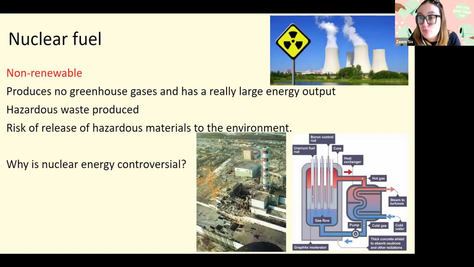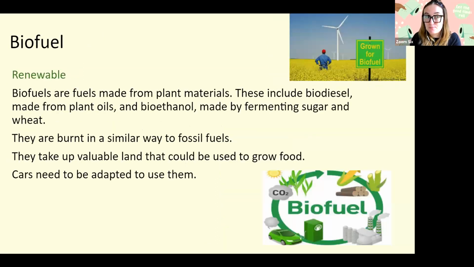So those are the two non-renewables I wanted to take you through. Now I want to talk you through some renewables, and I've specifically picked ones that are either common in exam questions or ones that I think are a bit more difficult to understand. So I'm not going to go through solar in more detail, but there is some information later on about it.